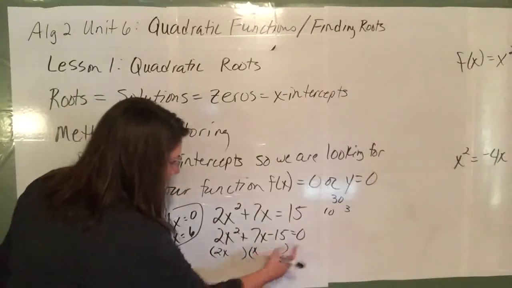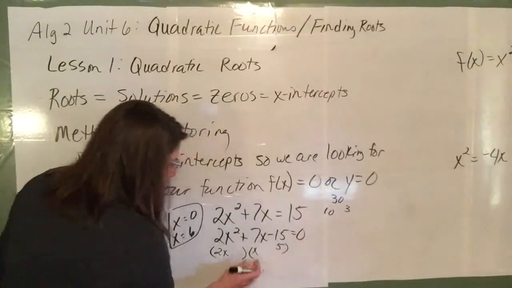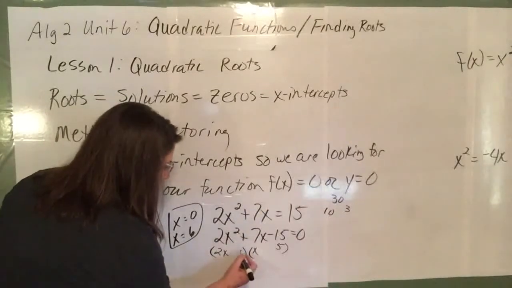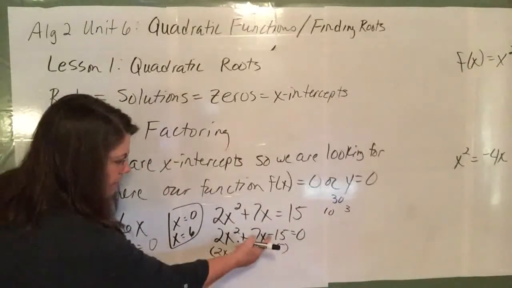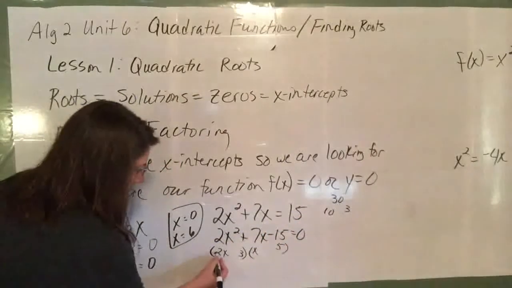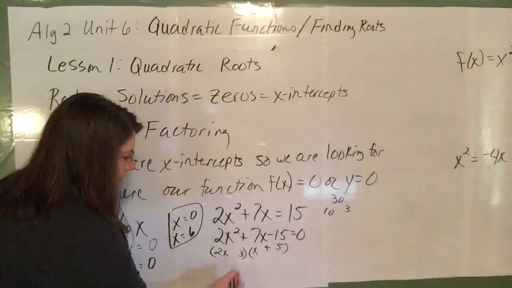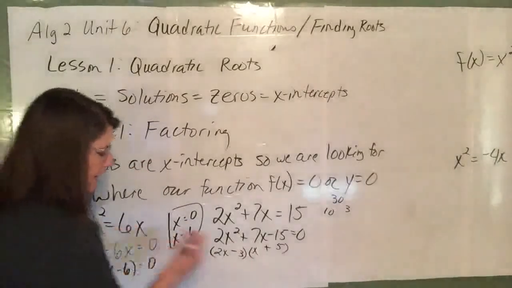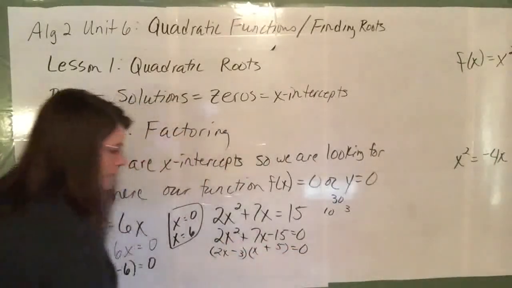2 times what gives me 10? That would be 5. 1 times what gives me 3? That would be 3. And then my signs are different. And the plus goes with the big number, the 10. So I have 2x minus 3 times x plus 5. And that would give me 0 still.